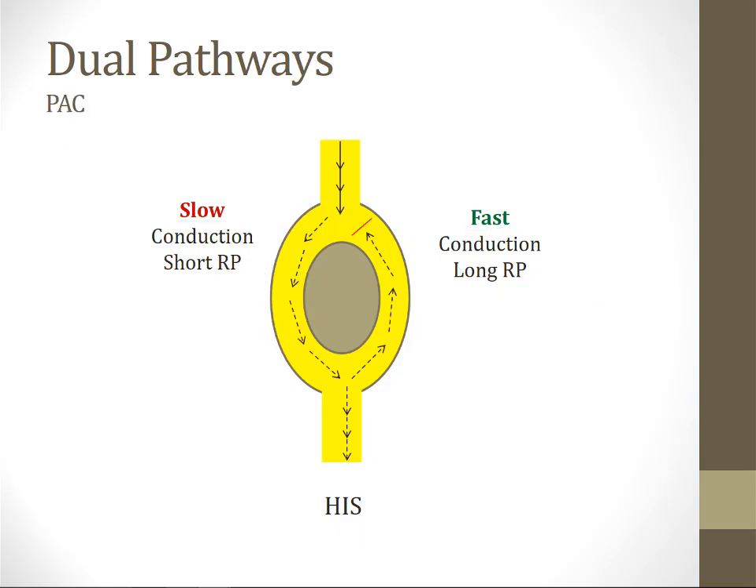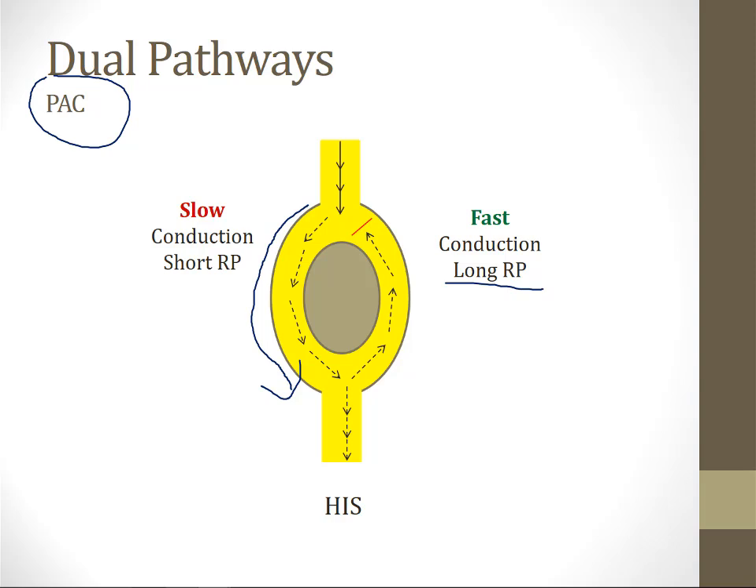Now consider what happens to a patient with dual pathways if a PAC, or premature atrial contraction, occurs. Remember that the fast pathway has a long refractory period, so if a premature atrial depolarization occurs, it may encounter the fast pathway when it is refractory and cannot conduct electricity. In this situation, impulses will travel down the slow pathway, and because the slow pathway is slow, by the time those impulses reach the bottom of the AV node, the fast pathway will be ready to conduct an impulse again.